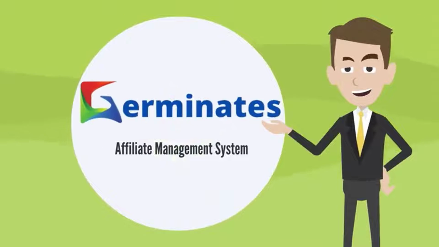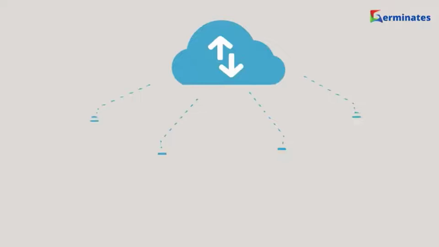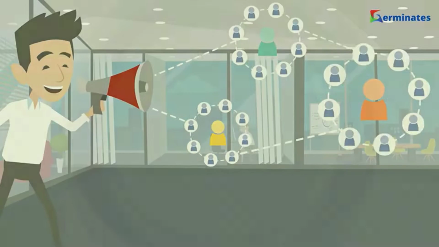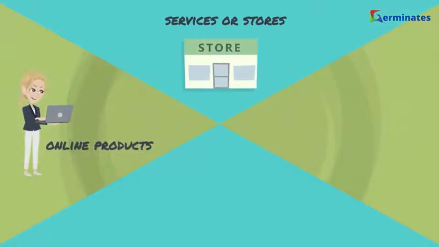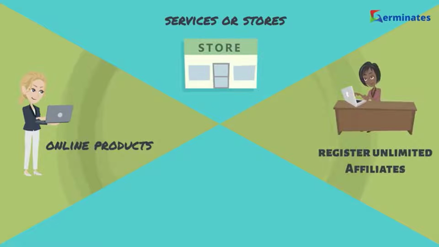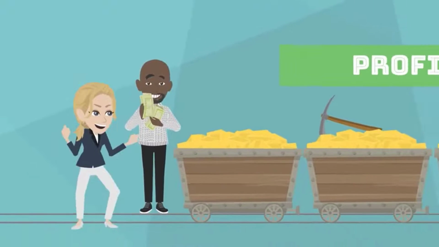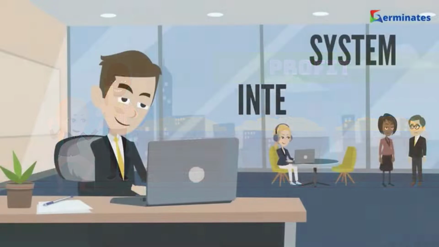Germinates Affiliate Management System is the best complete cloud-based platform that allows you to create unlimited campaigns and integrate with your unlimited online products, services, or stores, register unlimited affiliates or vendors for promoting your campaigns, and share a commission from your profit.